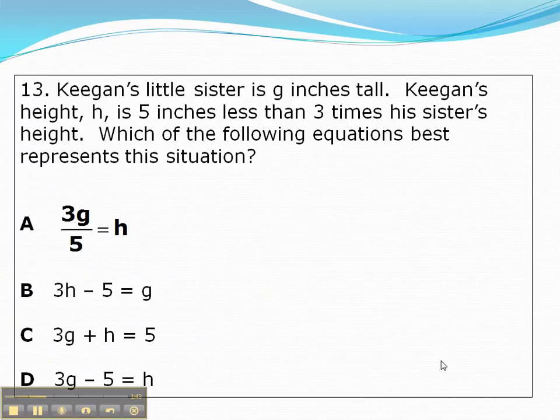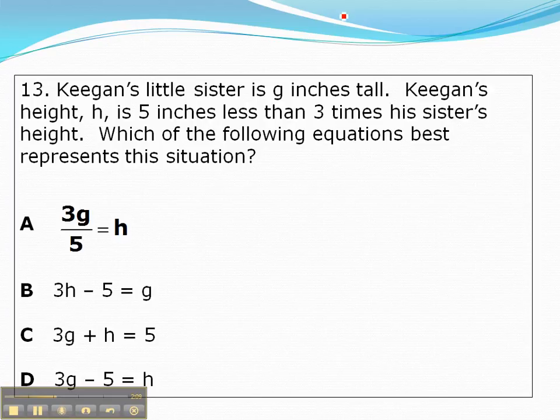Okay, number 13. Keegan's little sister is g inches tall. Keegan's height h is 5 inches less than 3 times his sister's height. Which of the following equations best represents this situation? Okay, there's two ways to do this. The most straightforward way, I think, is to just turn the words in the word problem into an equation.